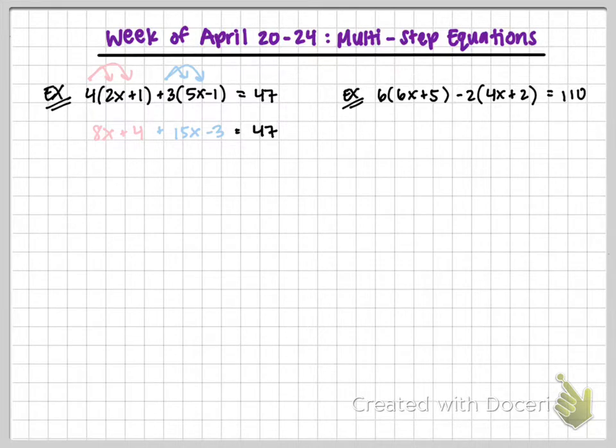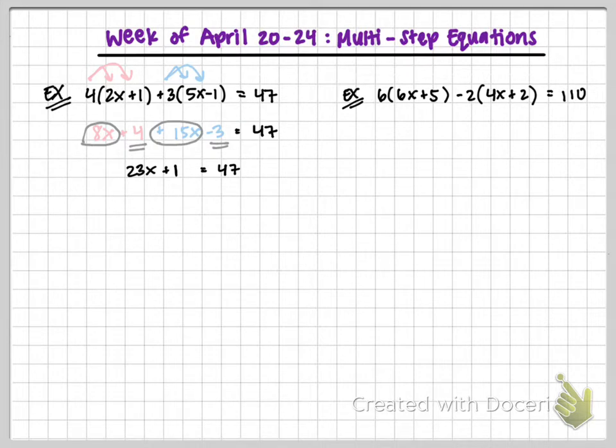And then just like the other one, when you guys are done distributing, check to see if there's anything you can combine. So I'm going to combine this 8x, and you guys can see that that can be combined with the 15x. And then I can combine the 4, the positive 4, with negative 3. All right, so when I combine 8x plus 15x, that gives me 23x. When I combine 4 and negative 3, 4 minus 3 gives me 1. And then I still have 47 left on the other side.